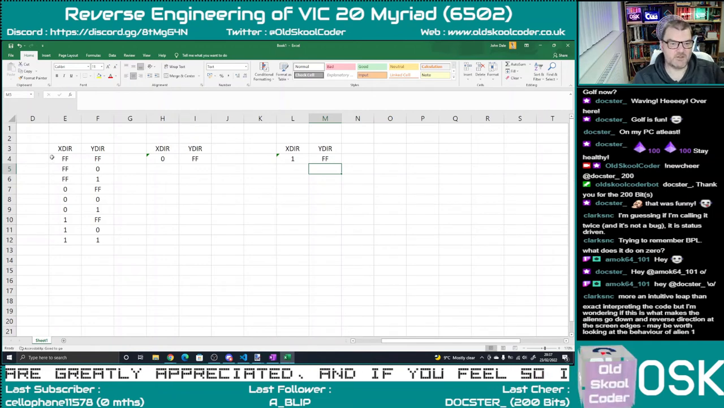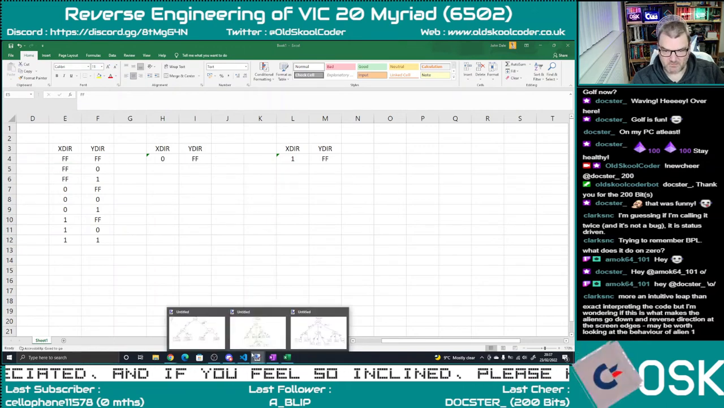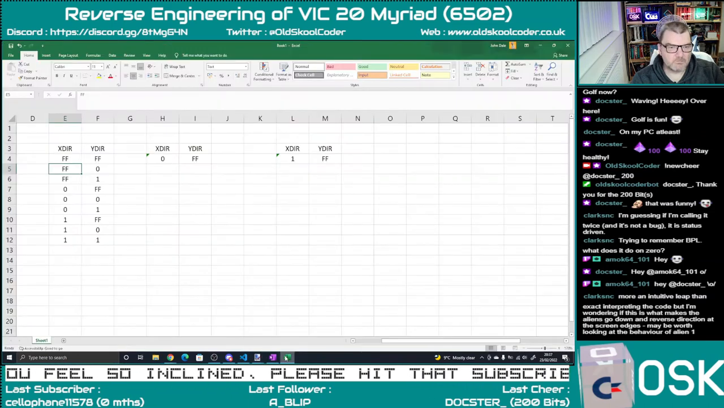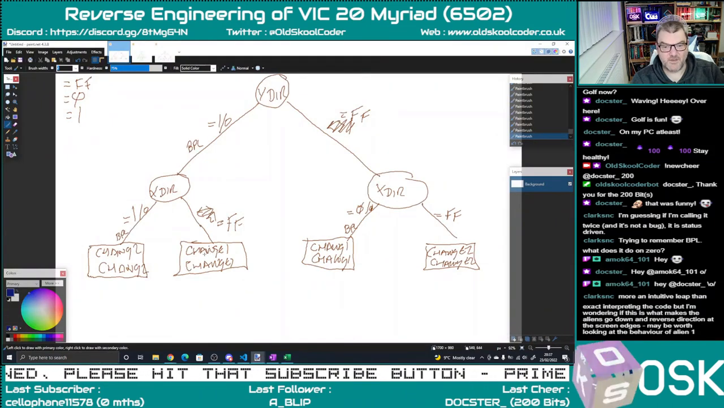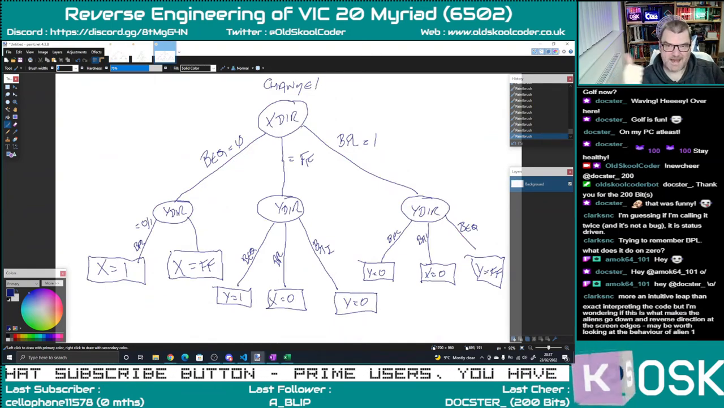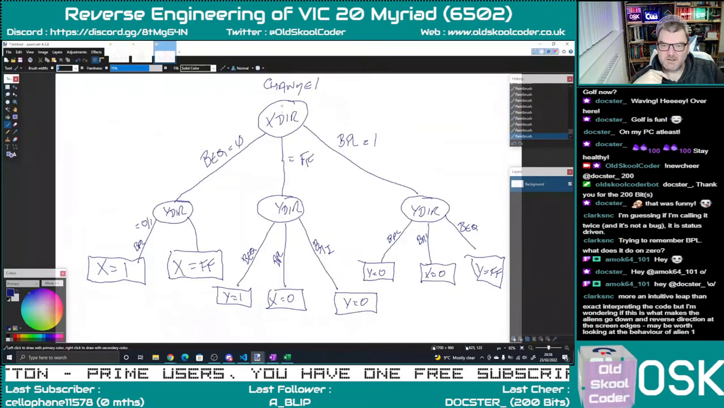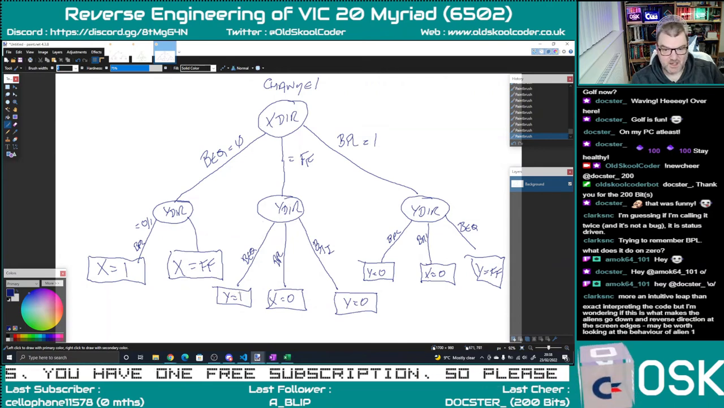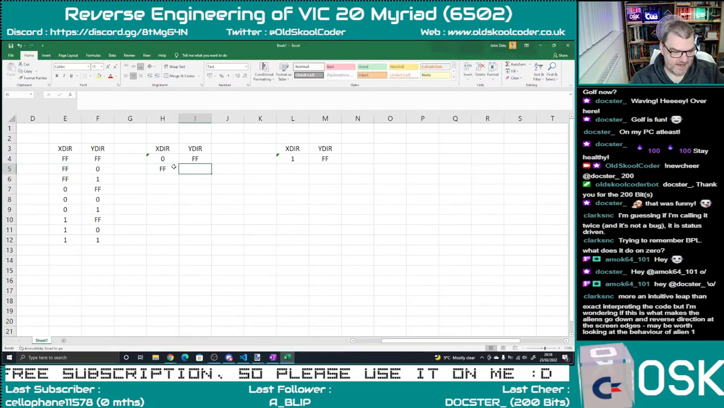So, right, let's do the next one. So let's do this one. So XDIR is FF and YDIR is 0. So we'll go back to the root. So that means we come down this branch, XDIR is FF, so we're running the change one map, which is this one. So, if you remember, X is FF, Y is zero, yeah. So X is FF, so that means we come down here, and Y is zero, so that means we come down this branch. So we're changing Y to equal one.